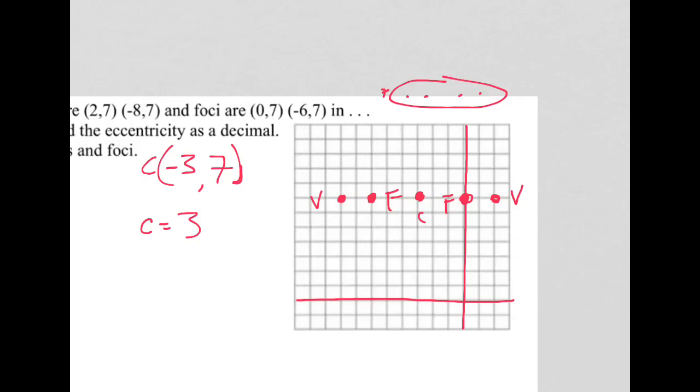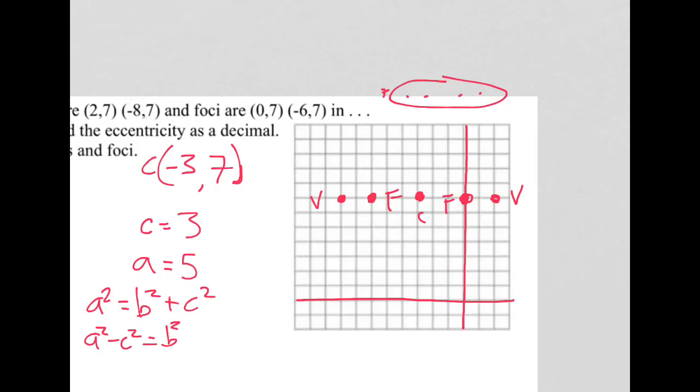We can see, we've counted it. So A then has to equal 5. So I know A, I know C, which means I can find B, which means we need to call up this lovely little equation for an ellipse specifically. A squared equals B squared plus C squared. So let's figure out what B squared is, which means I need to subtract C squared. So A squared minus C squared will tell me what B squared is.